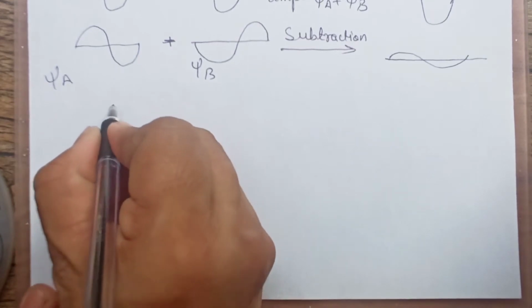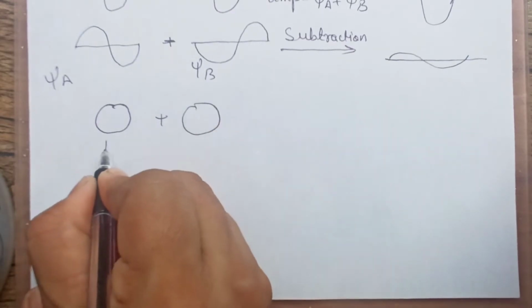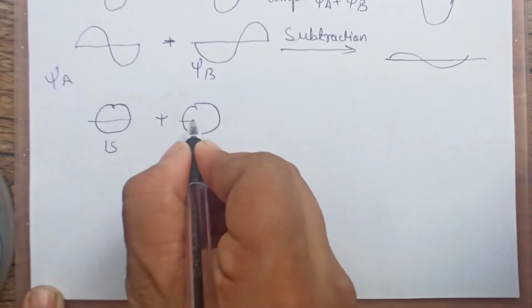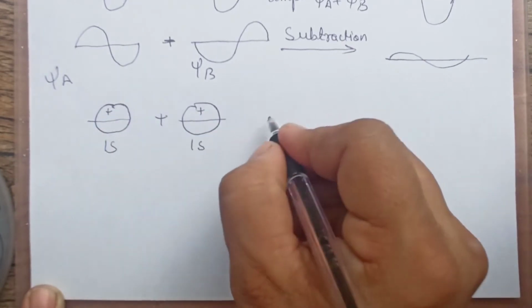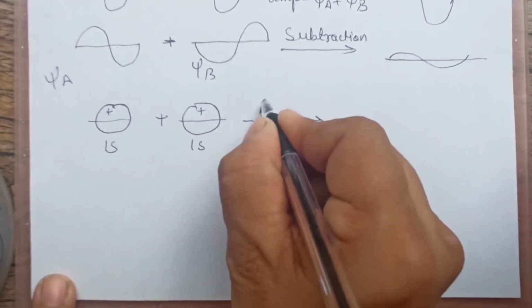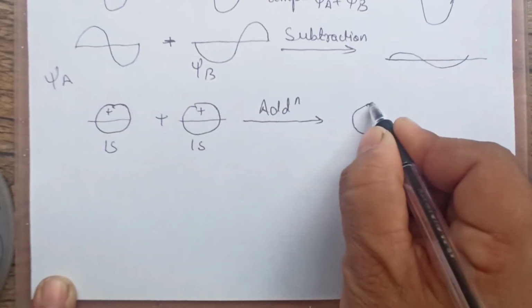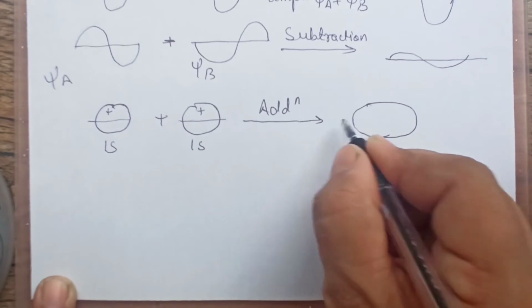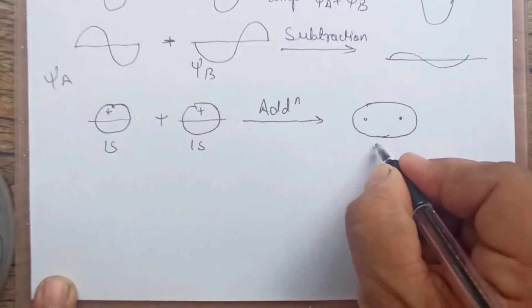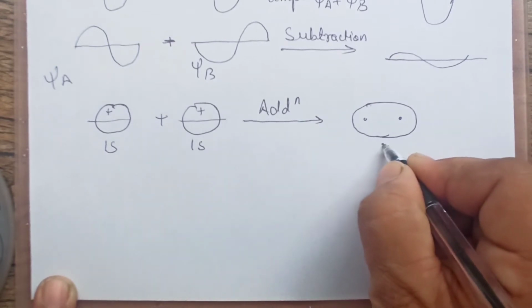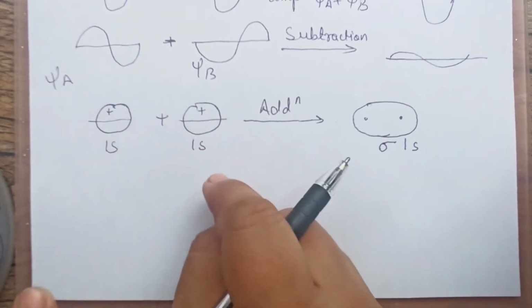Now suppose we say s orbital and another s orbital. This is one s orbital. This is at the internuclear axis. We write down plus here, 1s with 1s. Now if it is addition, we are going to combine this and represent it with a bigger lobe like this. When it is addition, we will call this sigma 1s.